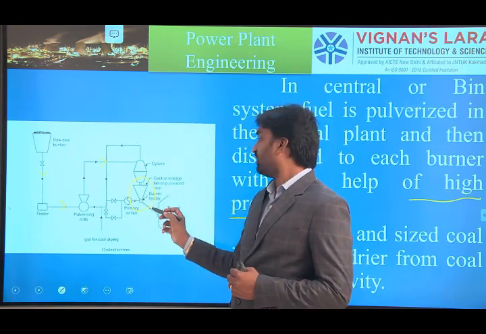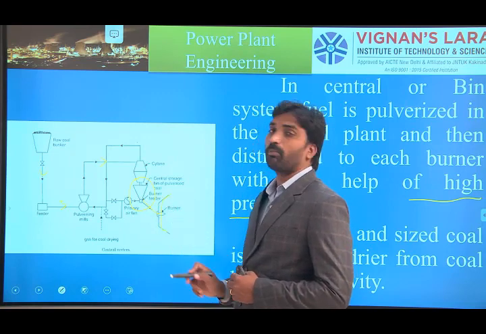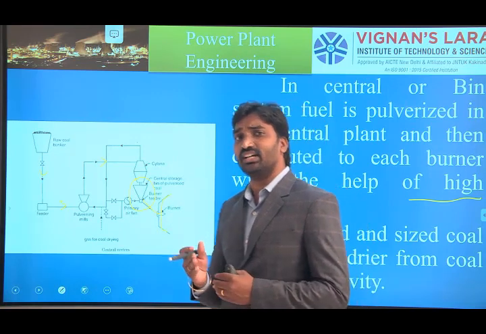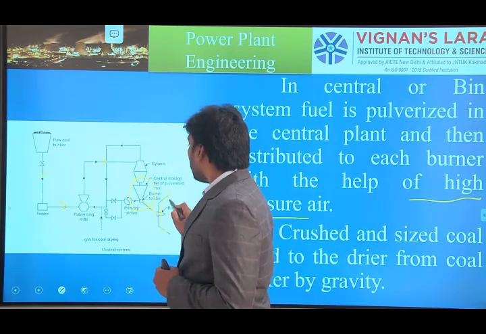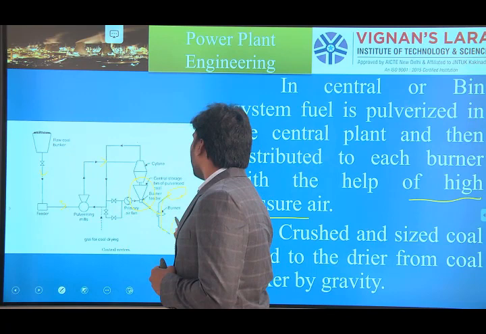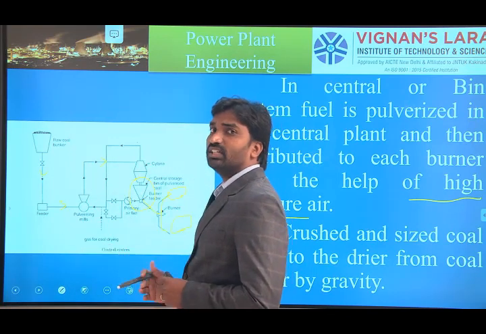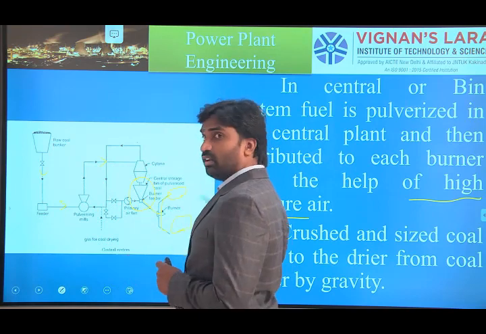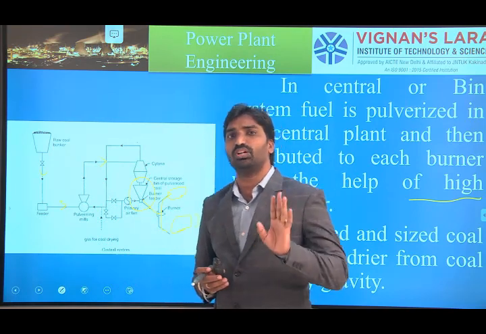From that we can distribute the coal powder to different burner points. Wherever you need to send the coal powder, we can send it, and we can take combustion at a particular point of the furnace chambers. So this concept is known as the central bin system. Pulverization is mainly categorized into two categories.